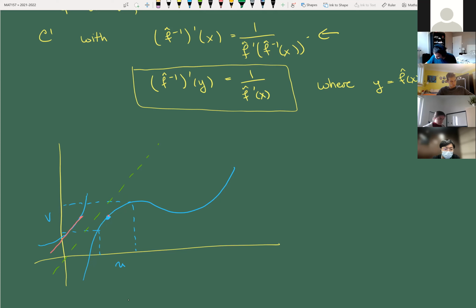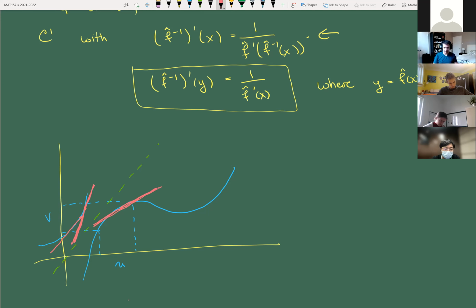Maybe I need to take my point a little bit higher. Let's maybe draw the point here, right? So the tangent line is like this. And then here, the tangent line is much steeper. Does that make sense? So that's basically the geometry behind what the picture is doing.